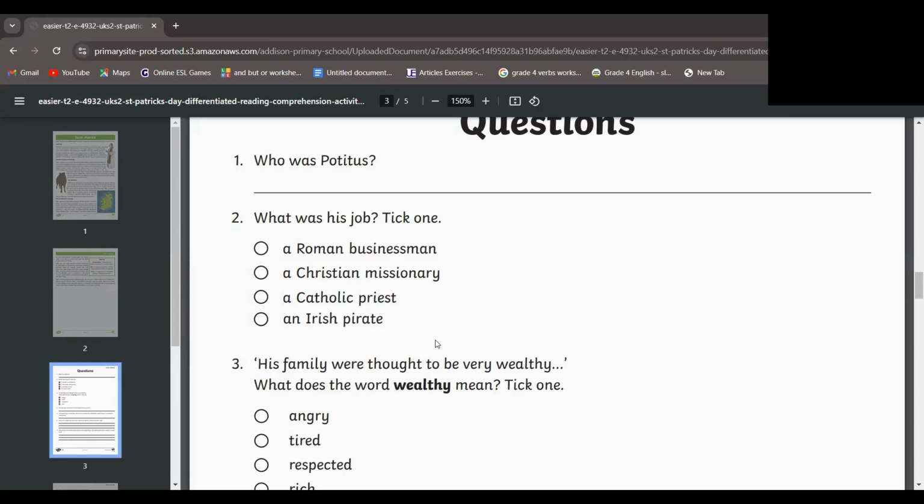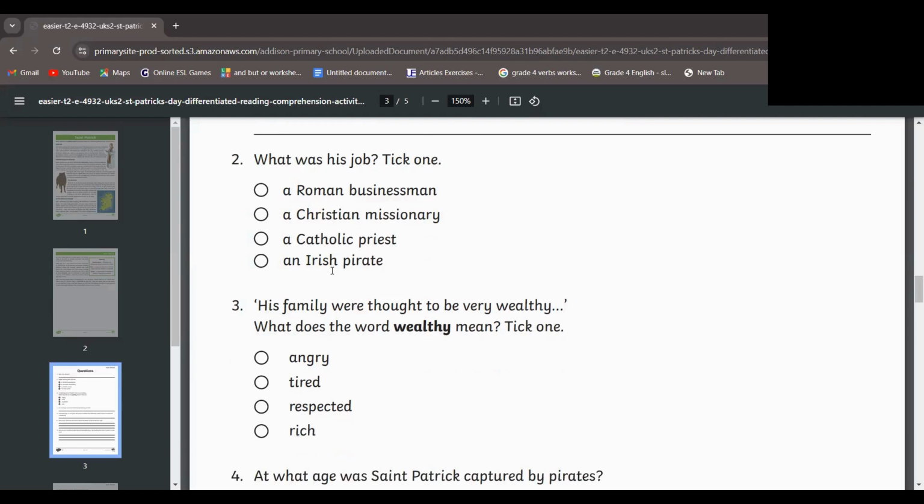Okay, done. Next. I don't want you to write the second one in your book because that's just an MCQ pattern. So just give me the exact correct answer. What was his job? C, a Catholic priest. Okay, will you keep that in mind?